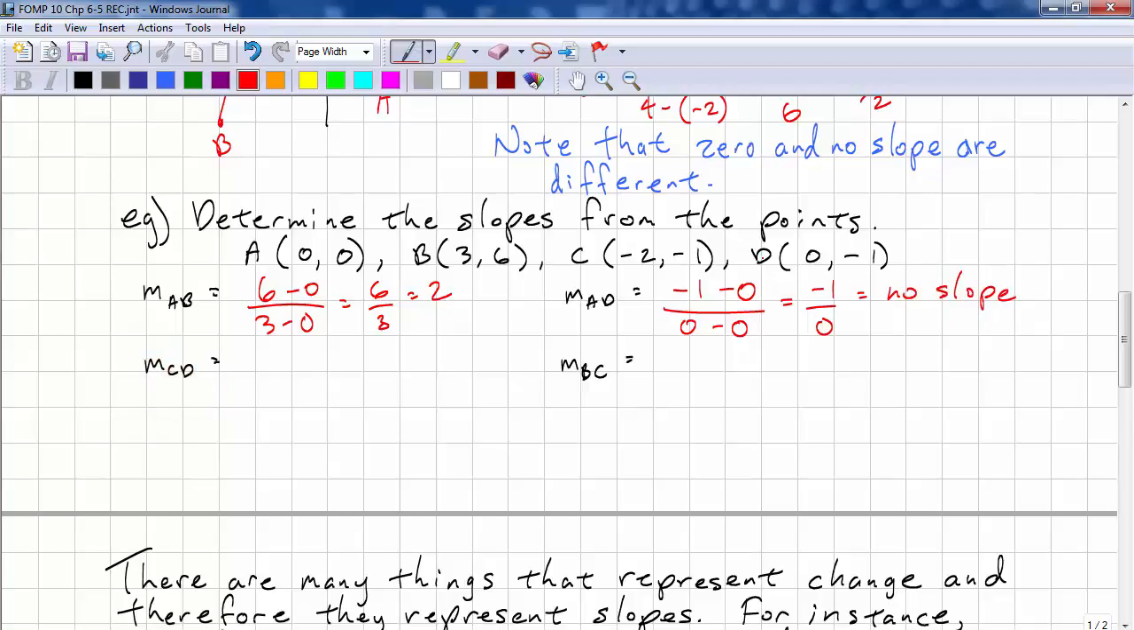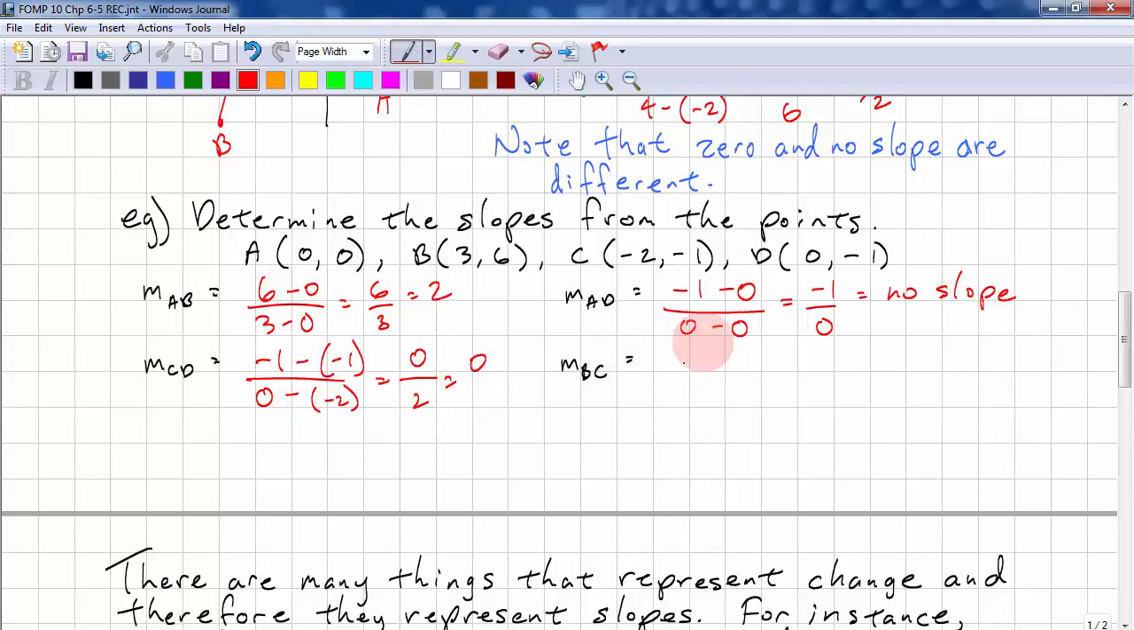Slope from C to D. So this one becomes our x1, y1, x2, y2. Minus 1 minus negative 1, and we have 0 minus negative 2. So negative 1 plus 1, that's 0. 0 plus 2. And we have 0. So this is 0 slope.